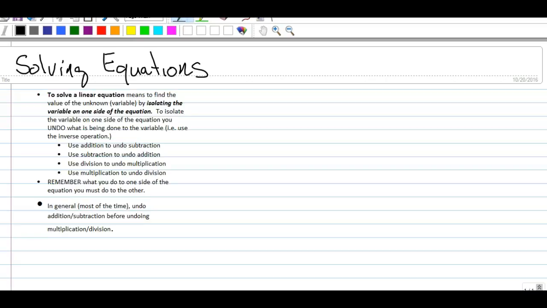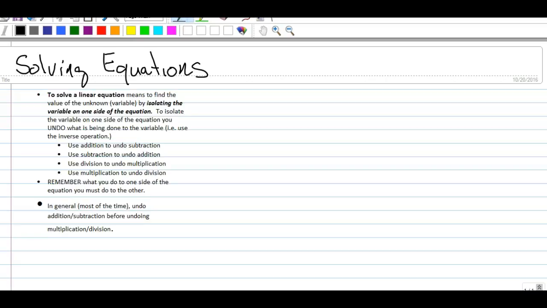If you'll recall, when we were discussing the order of operations, you simplified what was in grouping symbols first. Then you simplified any exponential powers. Then you performed the multiplication and division in the order it appeared from left to right. And the last thing you did was perform the addition and subtraction in the order it appeared from left to right.